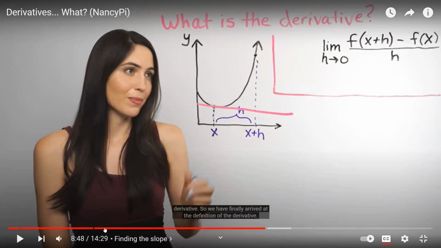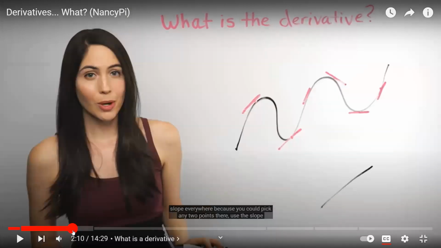But look at this part. Quickly tell me, what is the slope here? Is it positive or negative? Positive, right? How about this one? Imagine that this is like this.